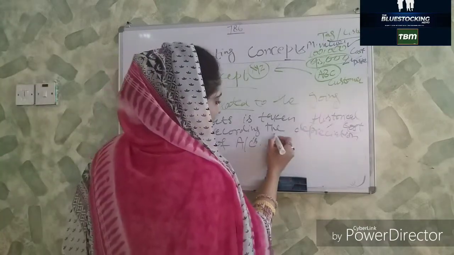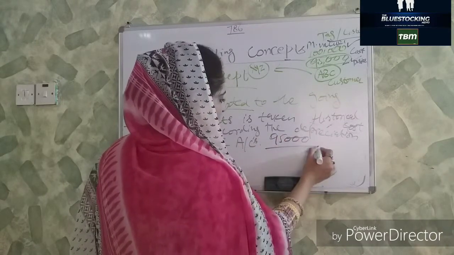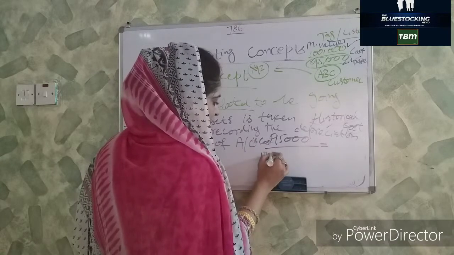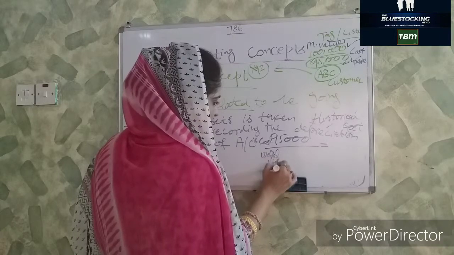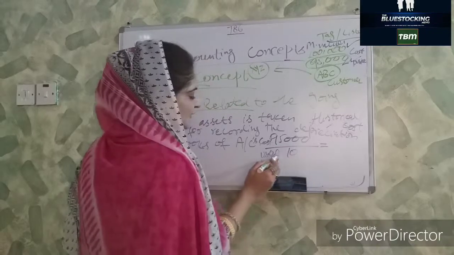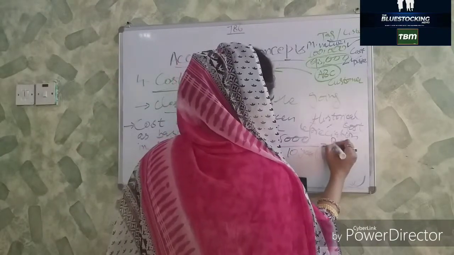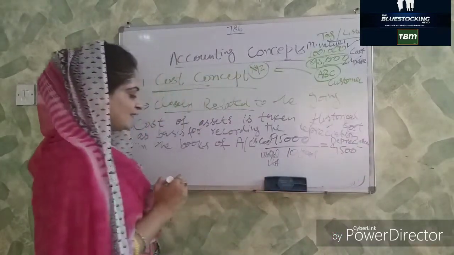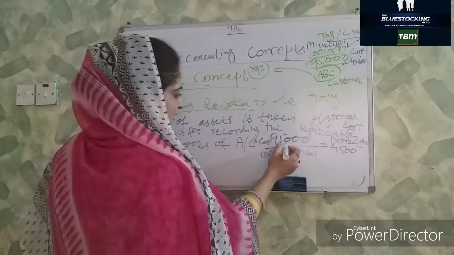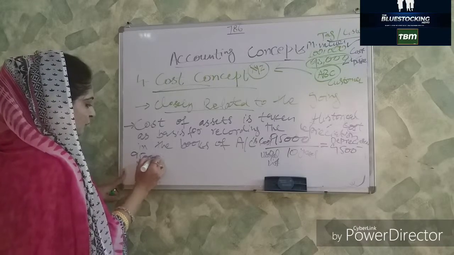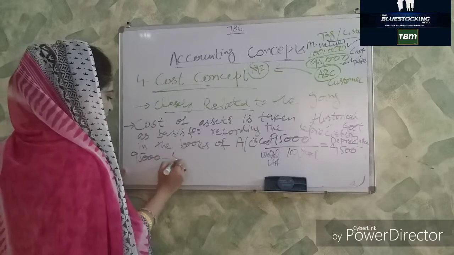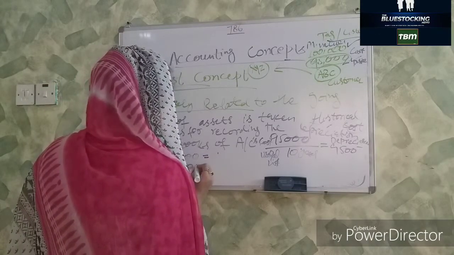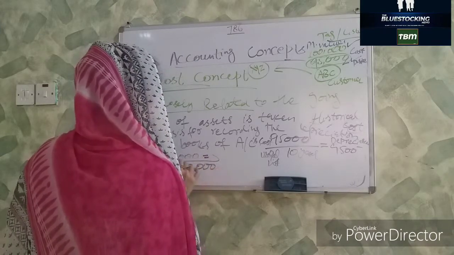As I have told you earlier, cost price is the basis for calculating the depreciation, and the depreciation is the cost divided by useful life. If you say the useful life of this furniture will be 10 years, what would its depreciation be? That would be 9,500 rupees. So after the end of the first accounting period, what will be the book value, or the historical cost, of our furniture? That would be 95,000 minus this depreciation, and it comes to 90,000 rupees.